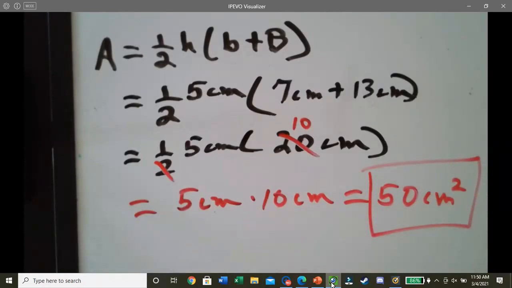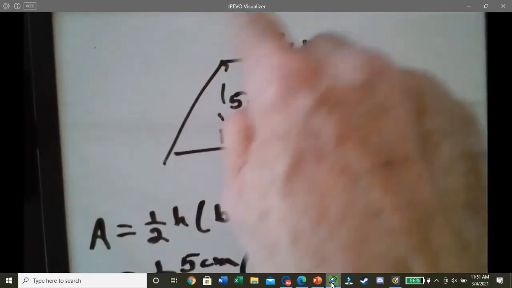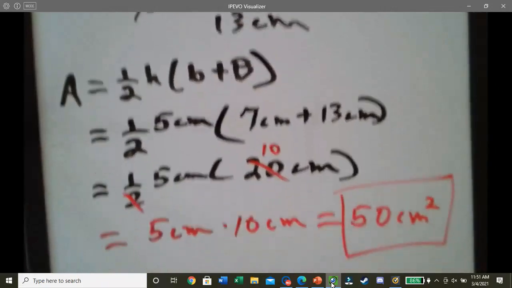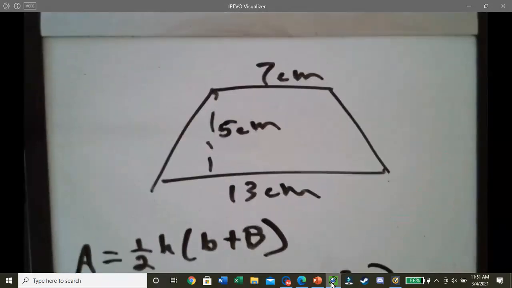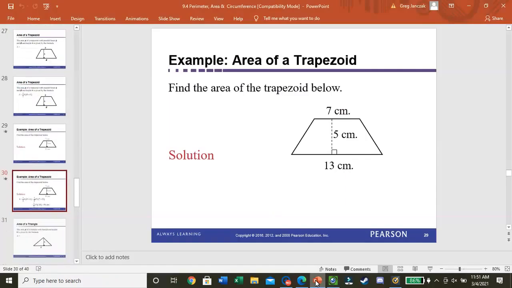All right. Questions there? So if you had a backyard that was trapezoidal in shape, you could figure out how much square footage you would have to mow, right? Okay, questions there. All righty.